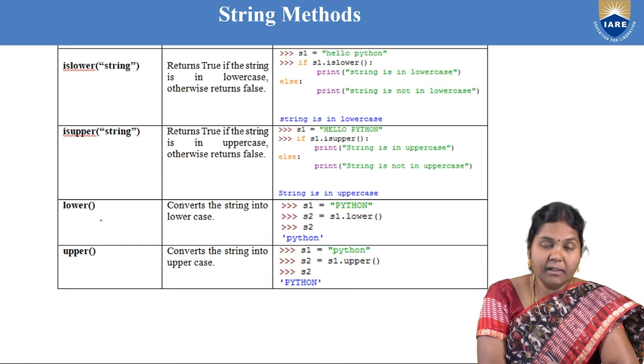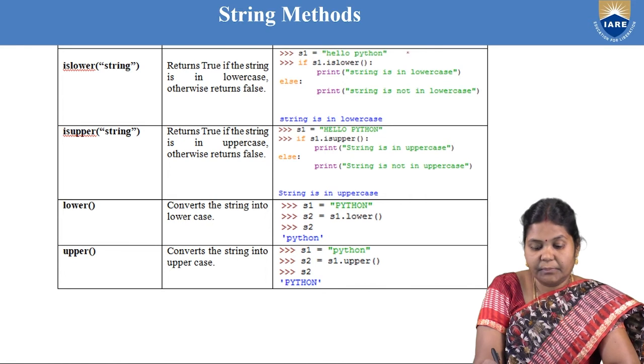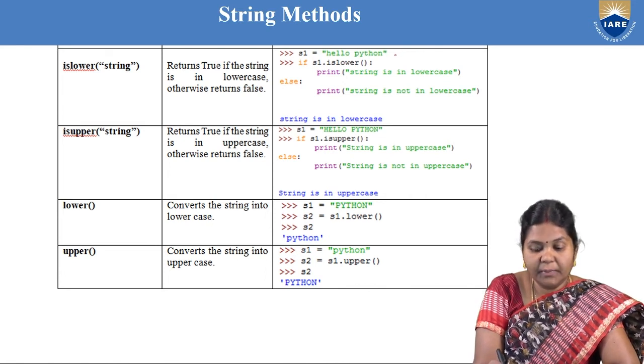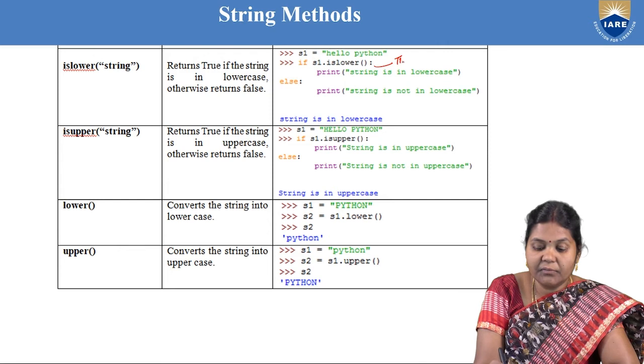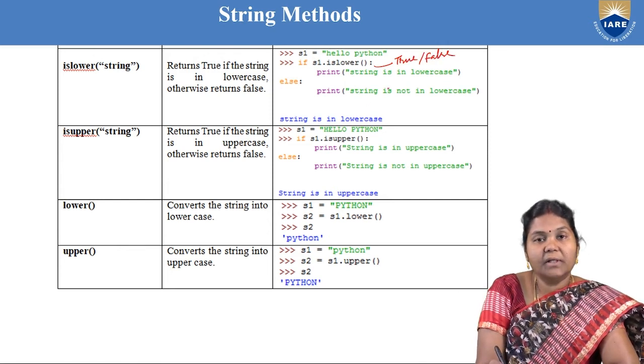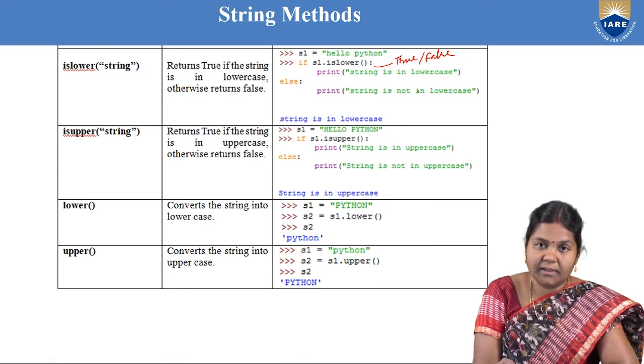Similarly, if you want to convert a string from uppercase to lowercase, then you can use the method lower, or vice versa, you can use the method upper. So, let us see the example. S1 is a string containing hello Python. Now, you are checking whether this particular string is in lowercase or not. S1.isLower, this method will return true or false. If this method returns true, then we can write that the string is in lowercase. Otherwise, the string is not in lowercase.